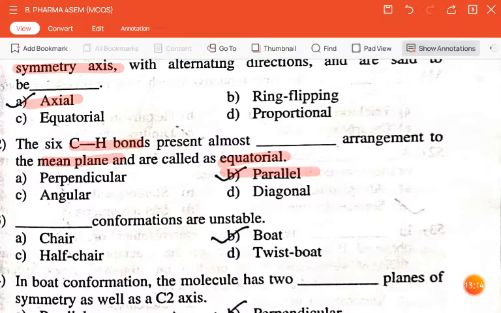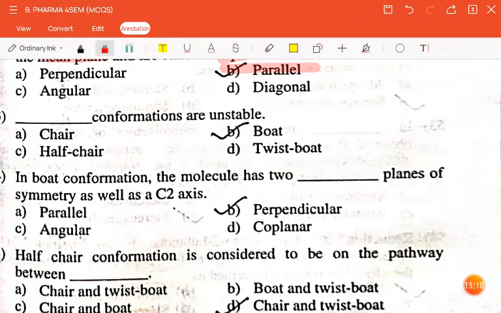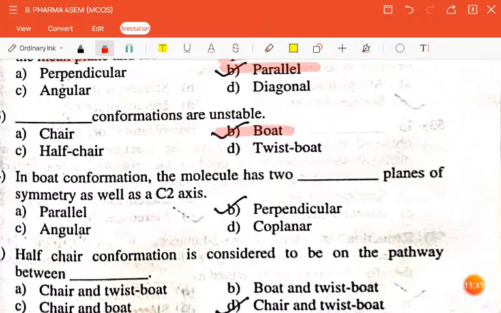The next question is, dash conformations are unstable. Chair, boat, half chair, twist boat. So the correct answer is boat. The next question is, in boat conformation, the molecule has two dash planes of symmetry as well as a C2 axis: parallel, perpendicular, angular, coplanar. So the correct answer is perpendicular.